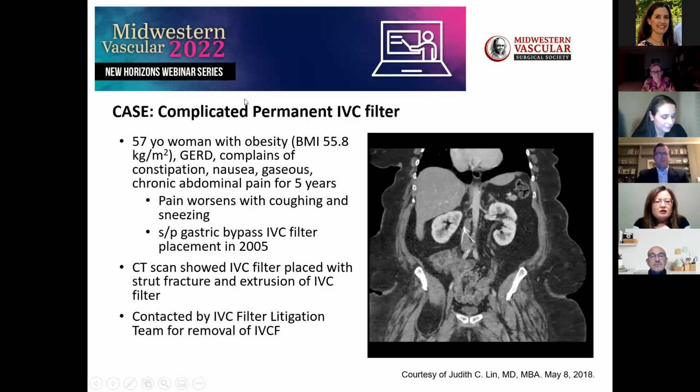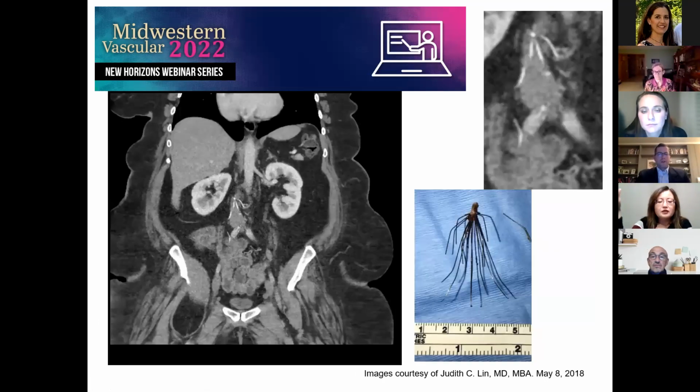This one is a 57-year-old obese woman who was going to go for gastric bypass, never really quite made it. She had a filter placed, so she's still a little bit obese. Of course, you see this filter extending out. She was another one who was contacted by the litigation team, and they told her to go find somebody to take this out. So they kind of shop around.